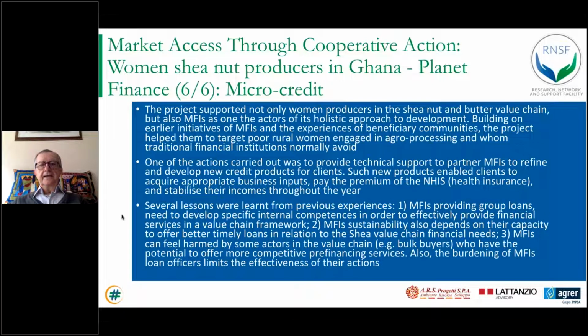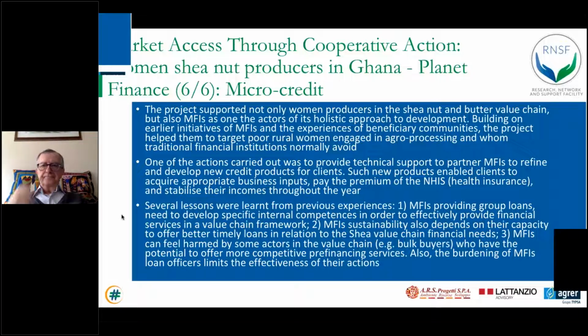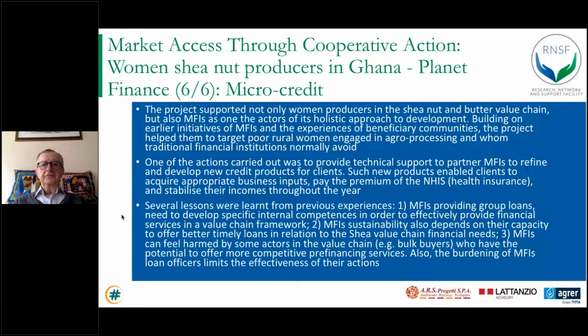And finally, the last domain of good practice in this Ghana project was, of course, microcredit. What is original in this Ghana project is that the support was provided to microfinance institutions in their holistic approach to development. The project helped them to target the poor rural women engaged in agro-processing and whom traditional financial institutions normally avoid.